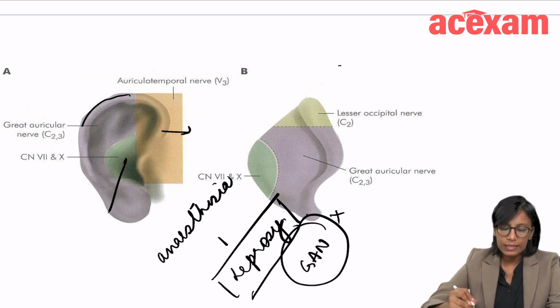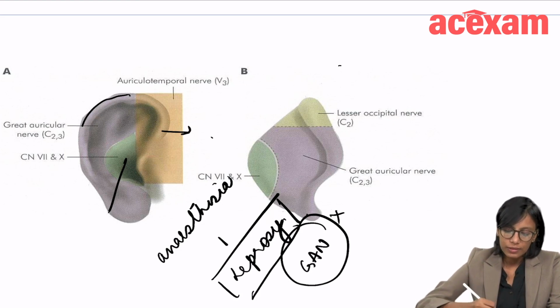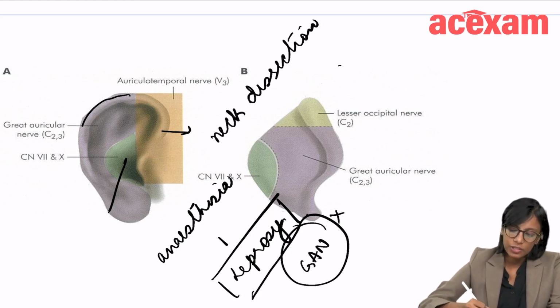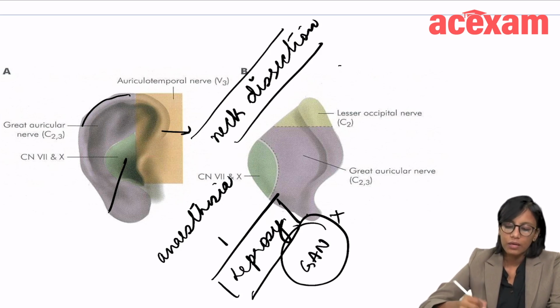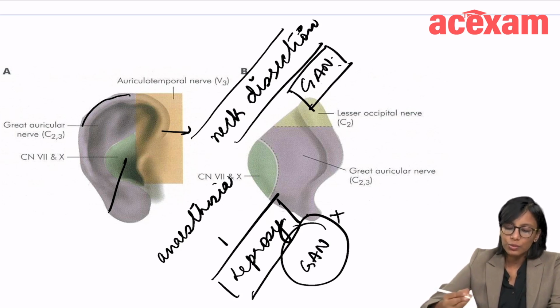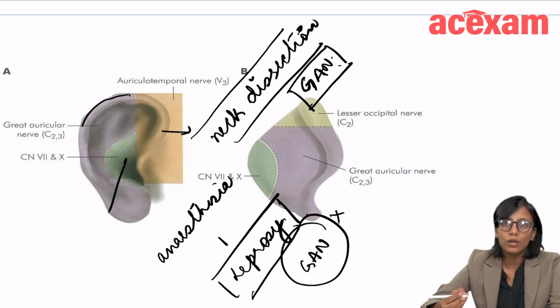Secondly, whenever you do a neck dissection, in neck dissection surgery, we should preserve the greater auricular nerve. Sometimes, for better exposure during the neck dissection, we cut the greater auricular nerve. So in the post-op period, the patient may complain of anesthesia and paresthesias over the pinna, right?